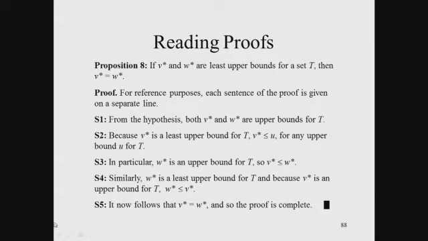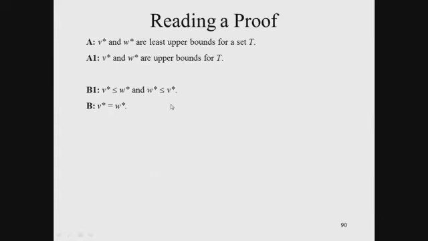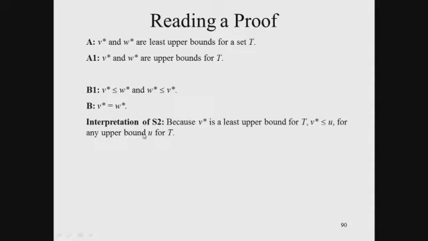How did the author answer the key question? How can I show that two real numbers are equal? Show that the first number is less than or equal to the second number, and the second number is less than or equal to the first number. Okay, so here's where we are. Let's look at what the author writes next.